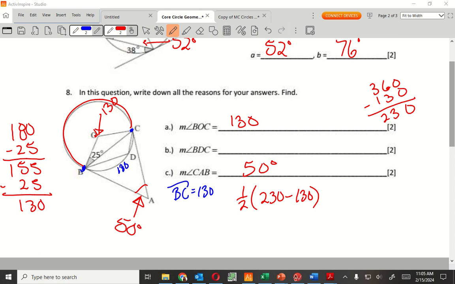And let's see the next one. So where are we at? This next one is BDC. So B to D to C. Now let's see if you guys paid attention on that last problem. B to D to C. We're looking for this angle right here. But before you yell out anything, look at this shape right here.